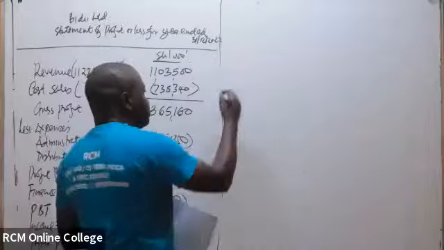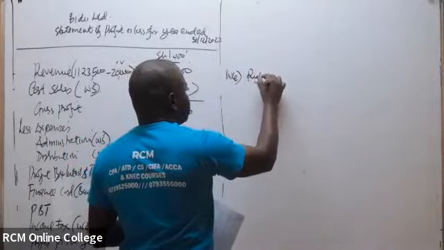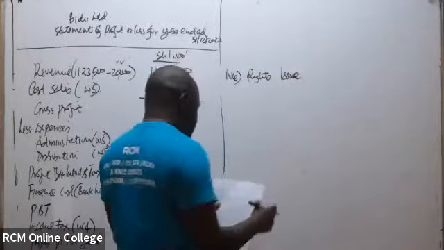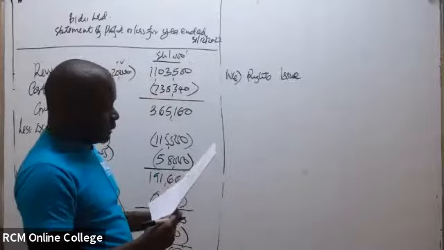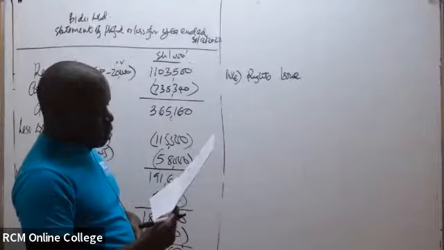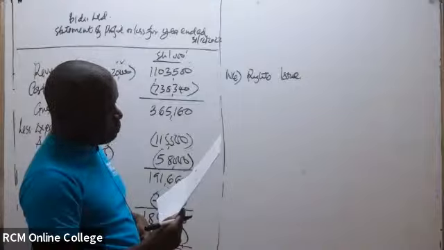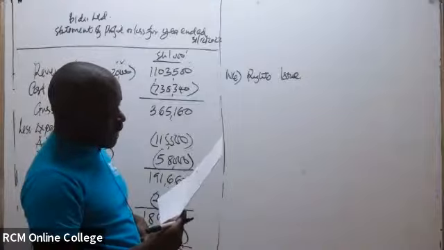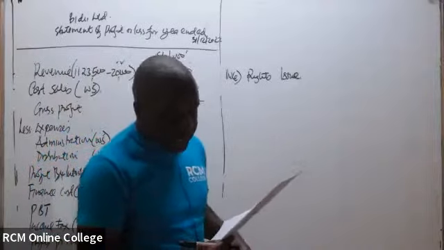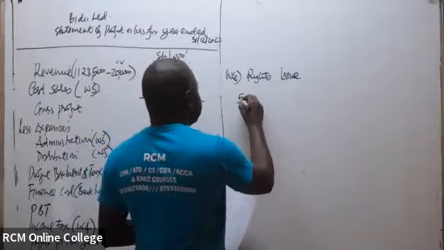So in this case, we have what we are calling what? The rights issue. This is the rights issue, whereby we are told that on 30th December 2022, the company directors invited the current shareholders to subscribe to a rights issue on the basis of 1 new share for every 5 shares held at an exercise price of how much? 15 shillings.